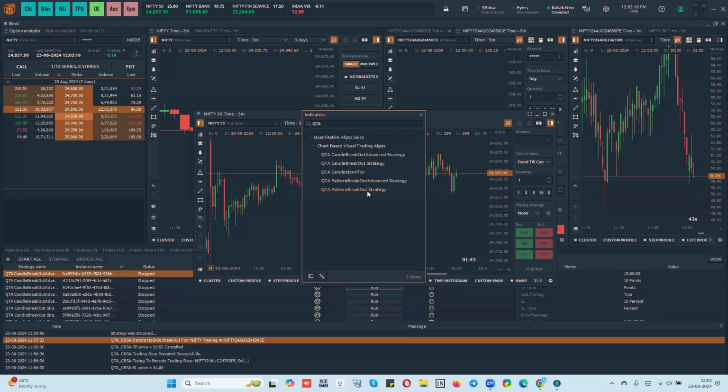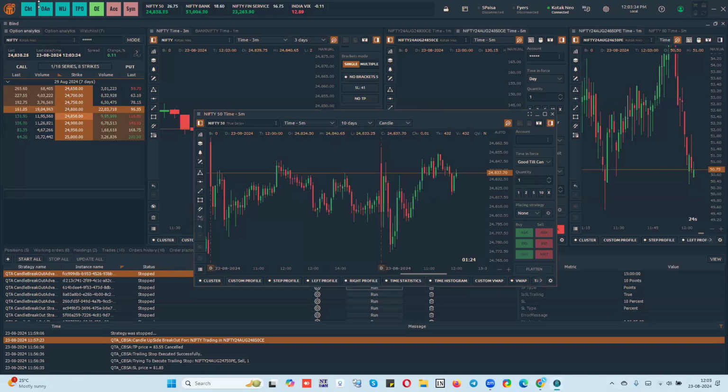Again, it will do the same things in terms of execution. So in the pattern breakout strategy, it will trade only the symbol that you selected. Whereas in the case of the advanced strategy, it will trade with multiple options, like we did in options or in two different symbols. So the rest of the things will remain the same.